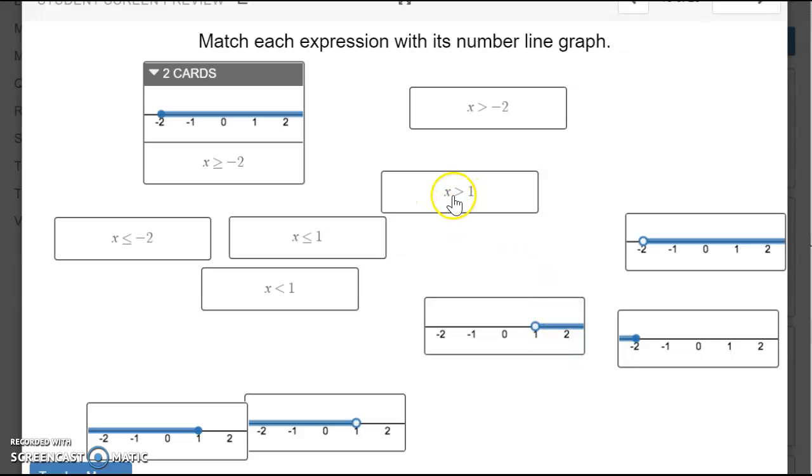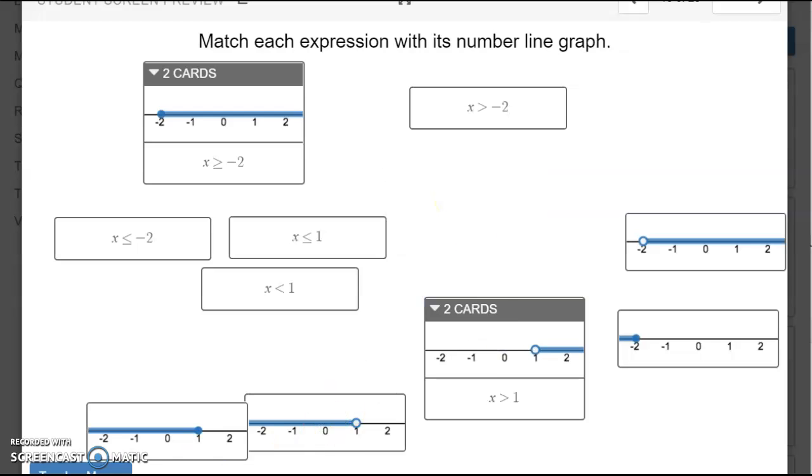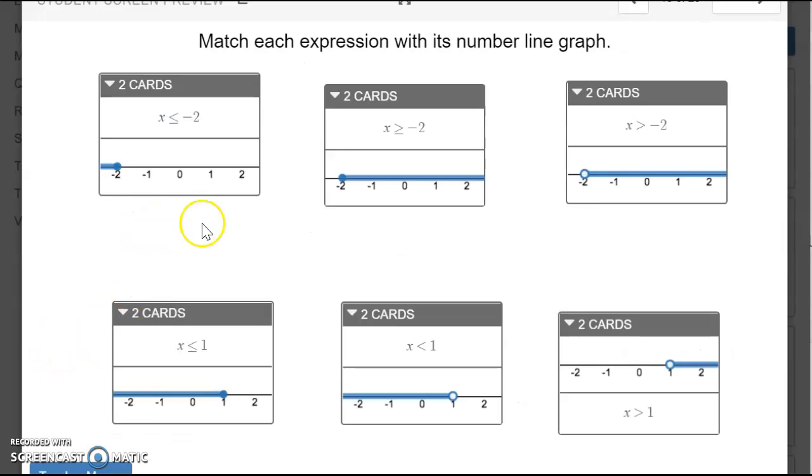So what about this? X is bigger than 1, or x is greater than 1. And notice there is no equal sign. There is no bar at the bottom. That means 1 is not included. So on 1 there should be an open dot like that. So this is when they are all matched up. Notice what's different.